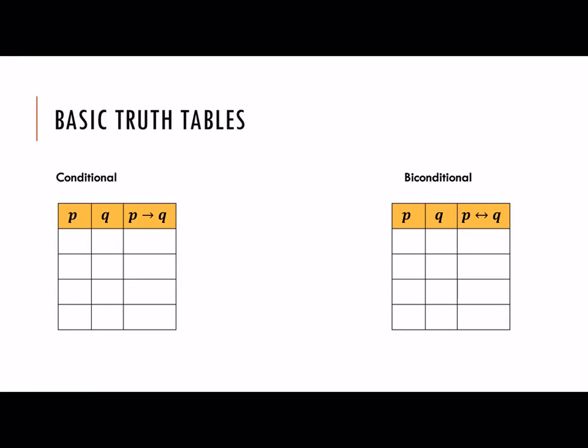In the last video, we looked at truth tables, and then specifically 3 of the 5 basic ones. We looked at negations, conjunctions, and disjunctions. In this video, we'll look at 2 more, conditionals and biconditionals. So conditionals are if-then statements.